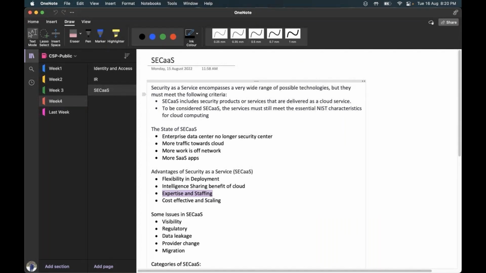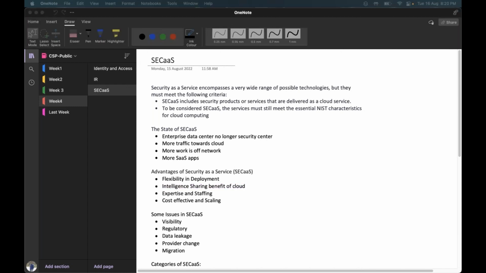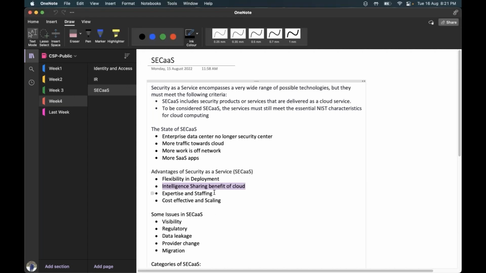Second, we were talking about intelligence sharing and the benefit of cloud. A great deal of intelligence sharing happens since cloud providers work with multiple clients simultaneously. For example, if they find a malware sample on one client, that allows the provider to immediately add it to their defense platform itself. So this is one thing.